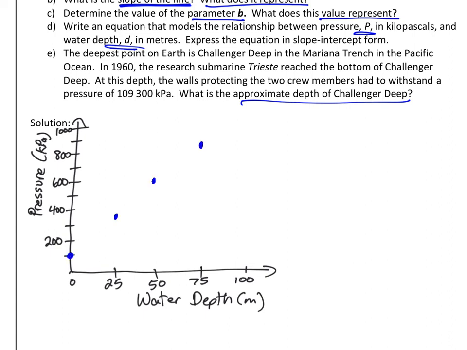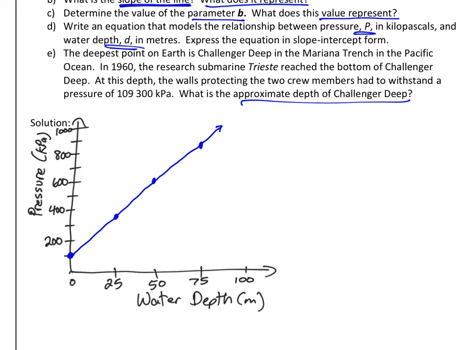So your y-intercept is at 0, 100. You have 25, 350. You've got 50, 600, and 75, 850. Once you have those points, you can use a ruler to draw a nice straight line, and you have an arrow because it does keep going as your water depth could keep increasing. So that's your graph.